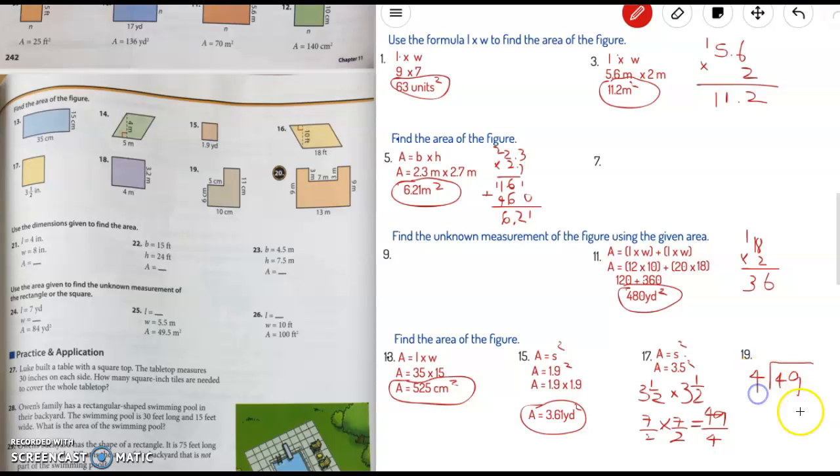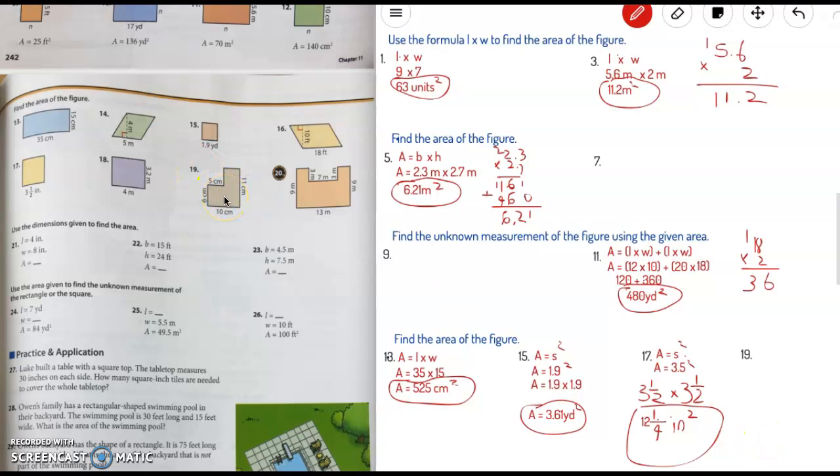Gotta change this back into a mixed number. Yep, so we're gonna divide. There we go. 4 goes into 49 how many times? Very good. It's a 4. Remainder 1. So that gives us 12 and 1/4, right? Hang on, let me erase this. 1/4 inches squared. Great.